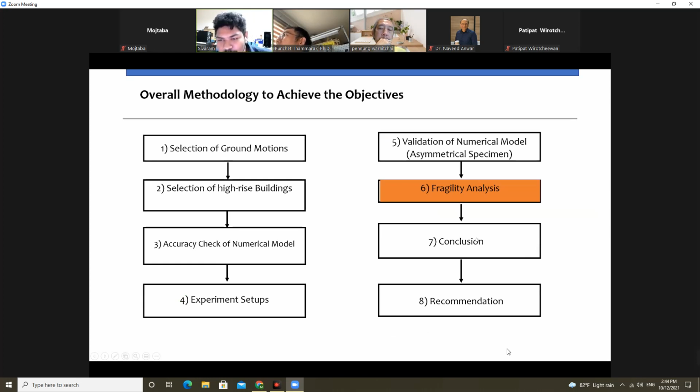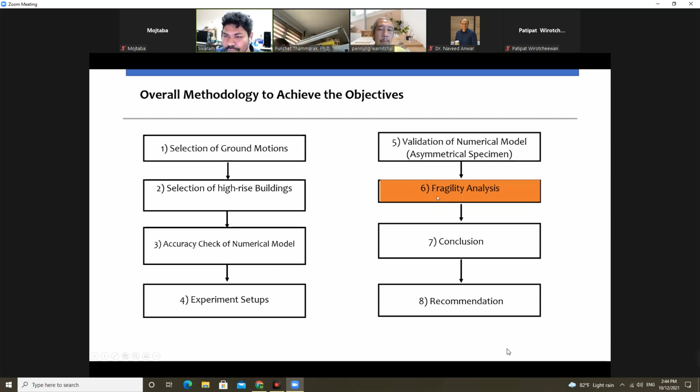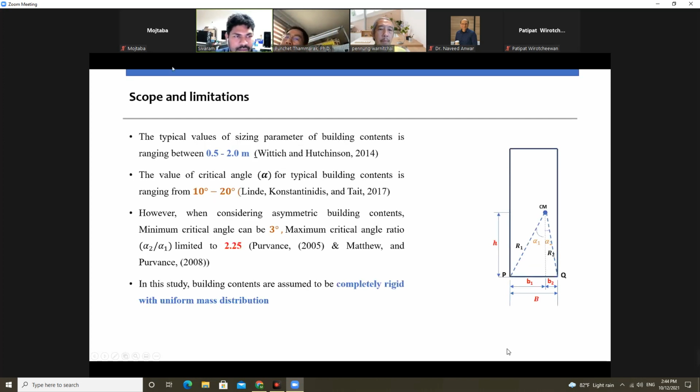So now we'll move on to the fragility graph, because, as I showed, we can still predict the overturning using Housner's coefficient of restitution. So we can go for the fragility analysis, the scope and limitations. Here, from the past studies, the sizing parameter is limited from 0.5 to 2 meters. The sizing parameter is this one, R1.